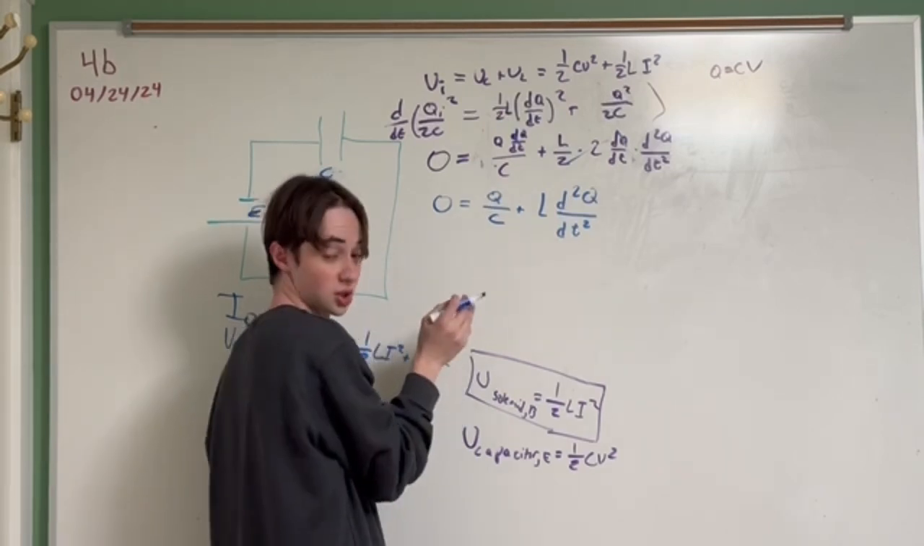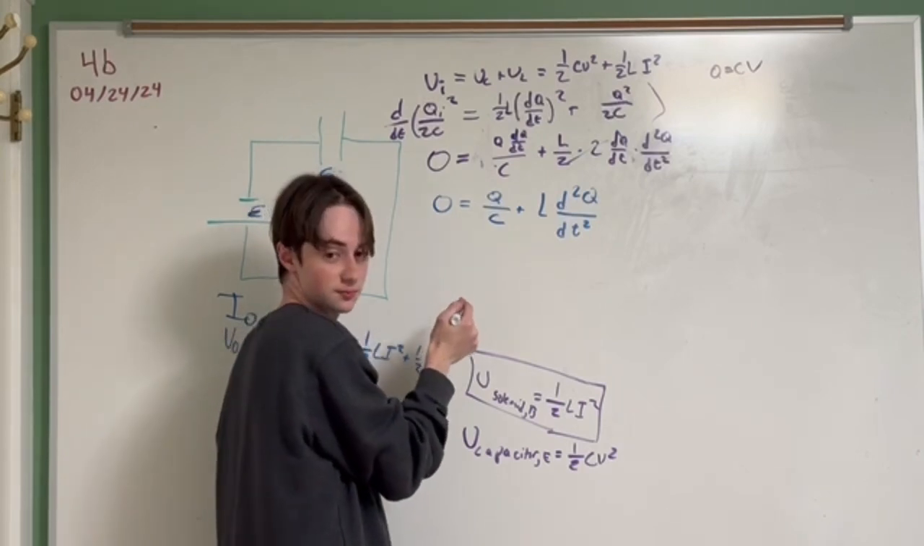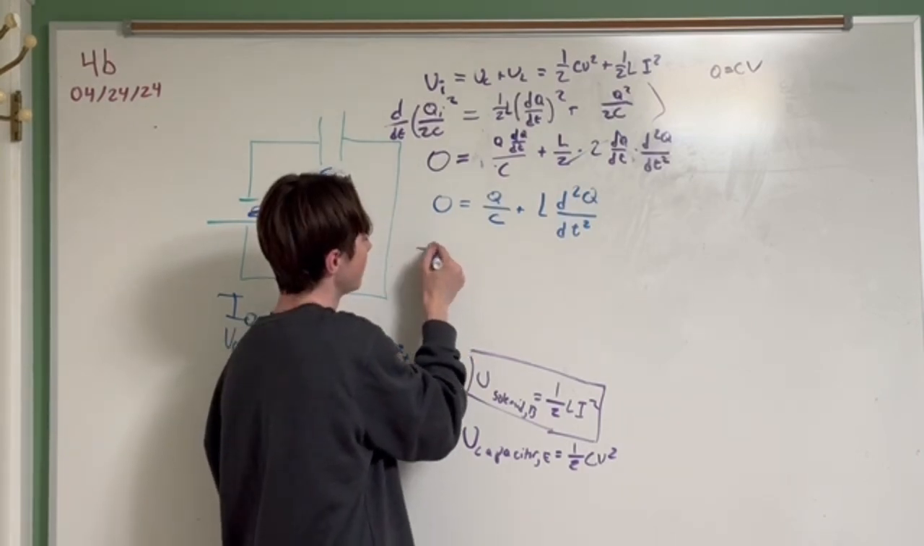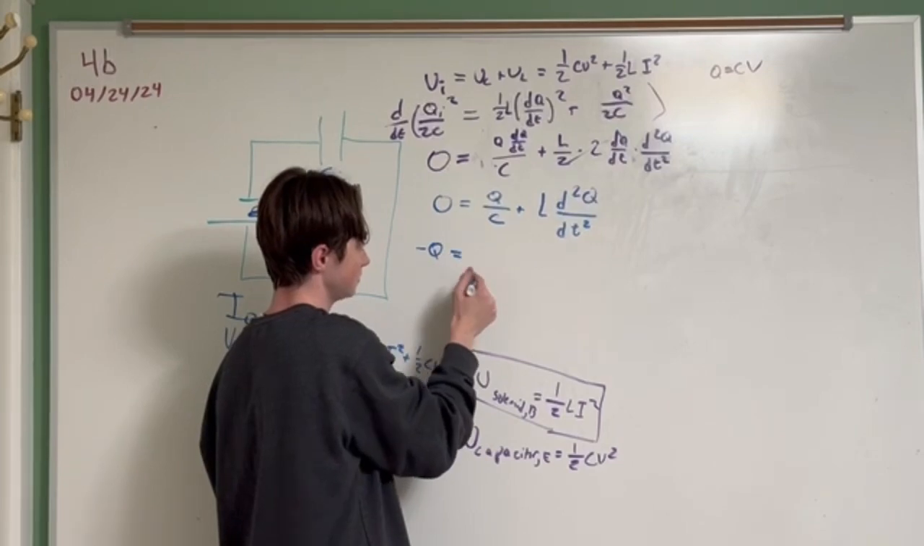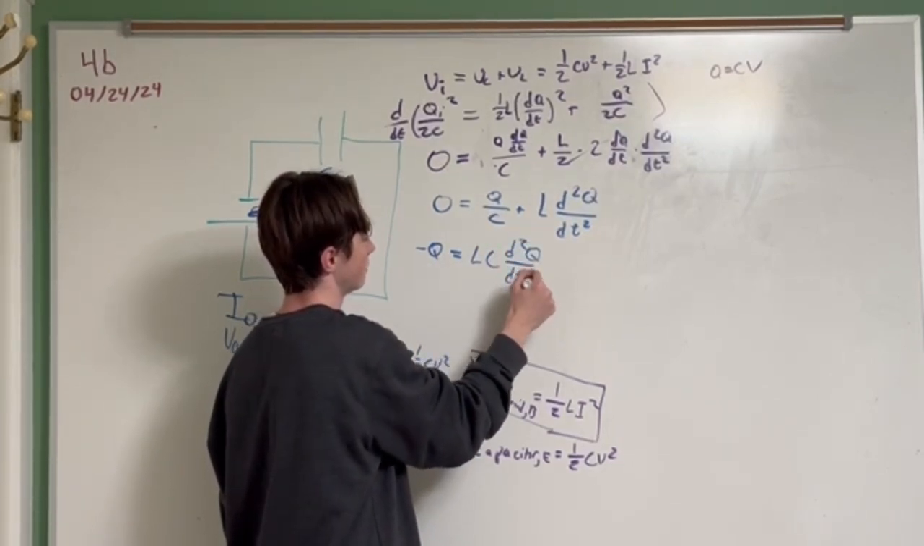Sorry, I mean for Q on one side. Come on, you can do this. Minus in the times. Times what? C. Yes, negative Q. I got that one. Equals LC d squared Q over dt squared.